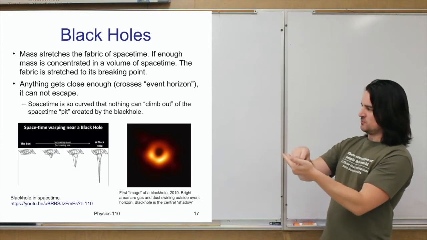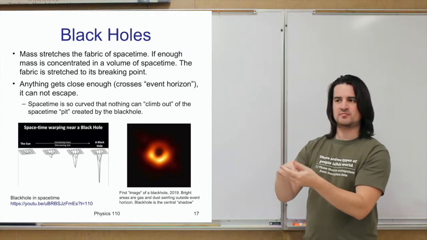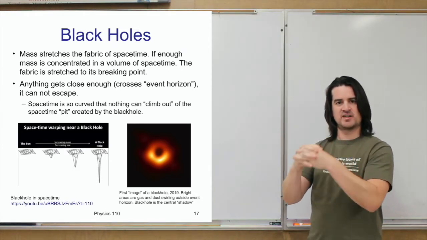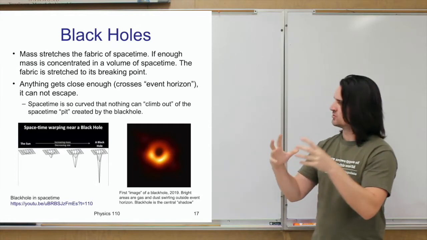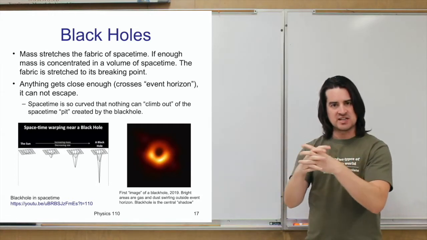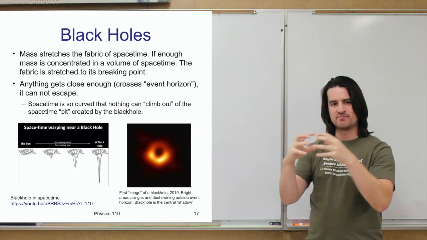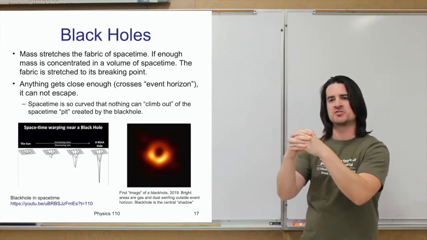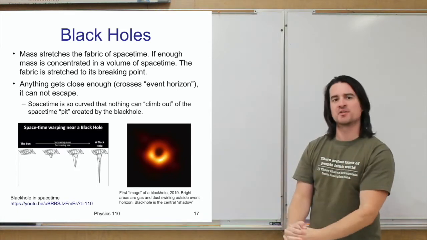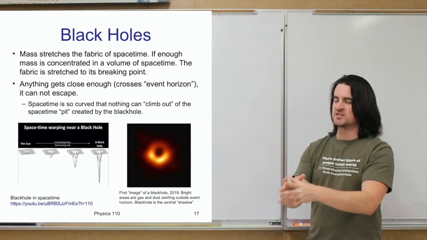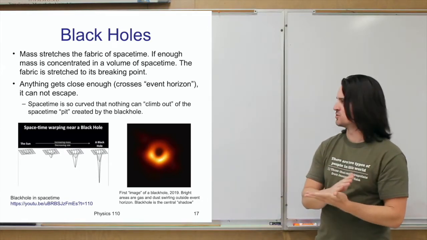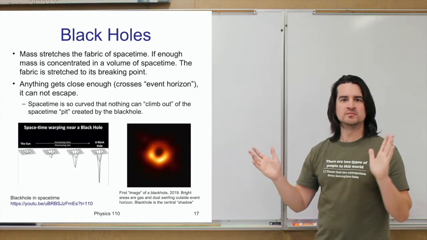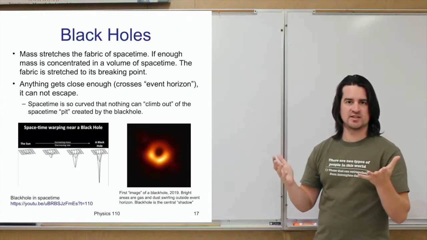If you replace it with enough mass confined into a small enough space, it's the density of the object that's really important. So you have enough mass confined to a small enough space that it's going to stretch the fabric of space-time so much that it basically breaks it. It stretches it to its breaking point, and there you go, you essentially have a hole in space-time.